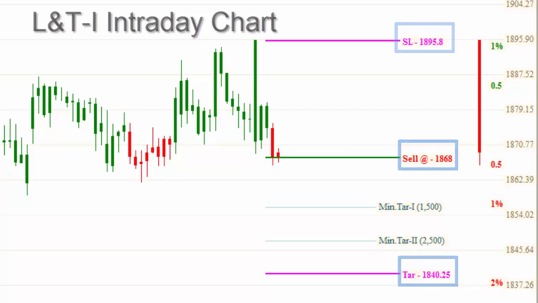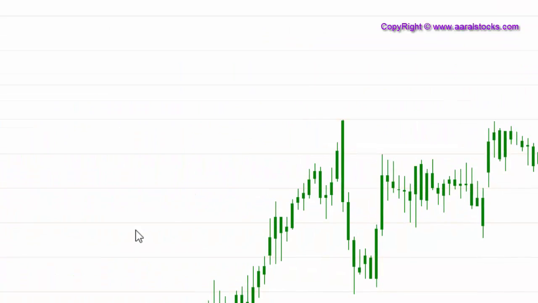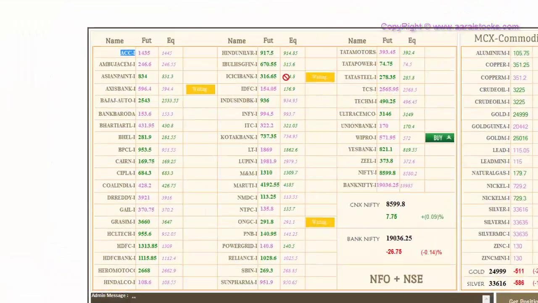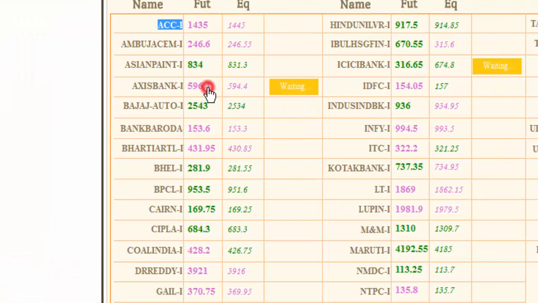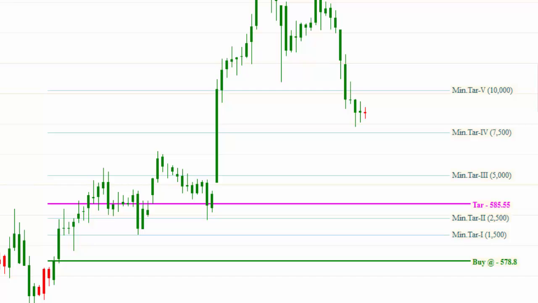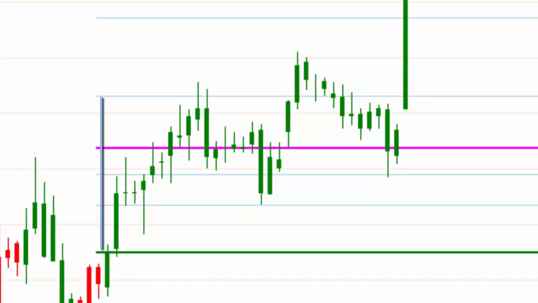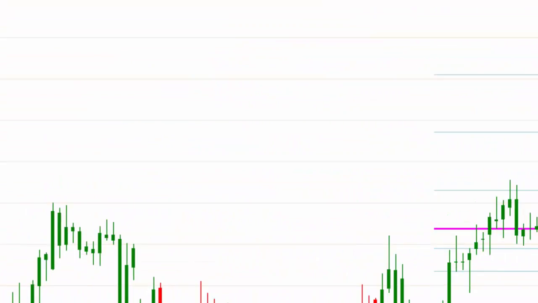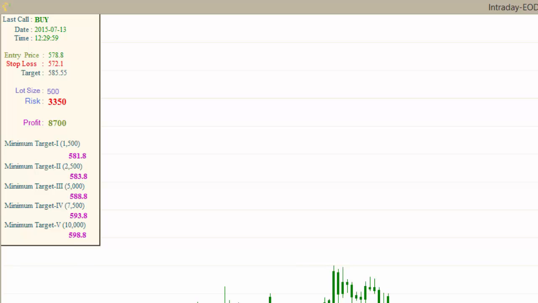Now we are in the LNT intraday chart. LNT is also giving a sell signal, which has the same target and stop loss and also the minimum targets. Now we are in the Axis Bank intraday chart. Axis Bank gave a buy signal 2 days before itself, so there is no intraday signal today. To understand the chart, just see the chart. It gave the buy signal and it went beyond the main target and also reached minimum target 5.